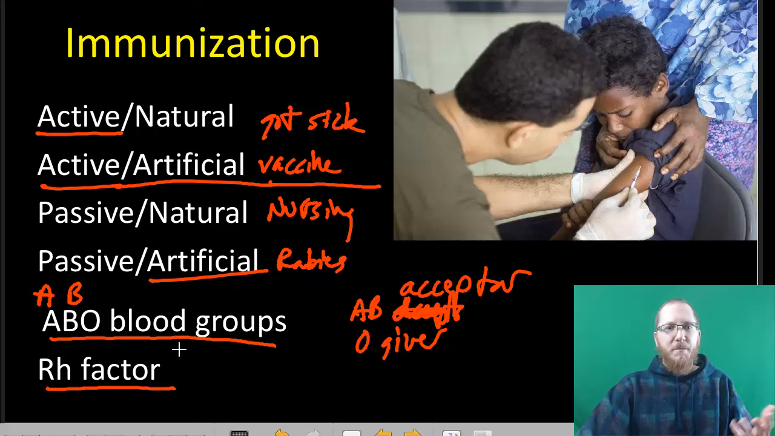There's actually more than these, but these are the common ones. Plus means you have the antigen, minus means you don't. So if you have negative blood, that means that you can only get blood from other negative people. If you have positive blood, you could get blood from either.